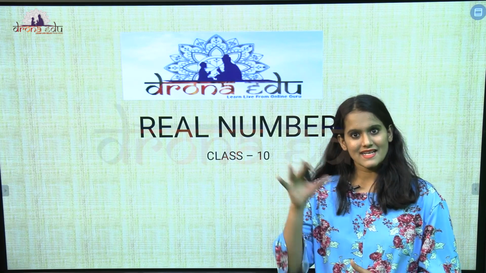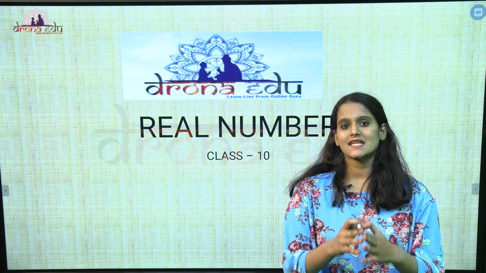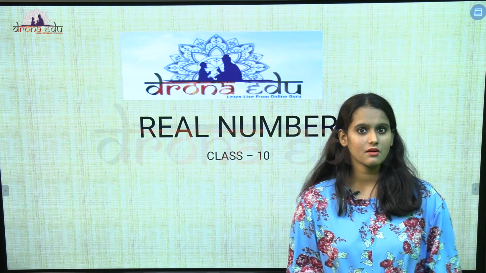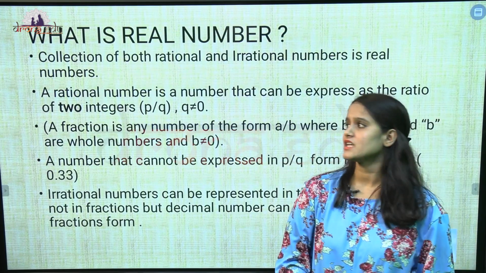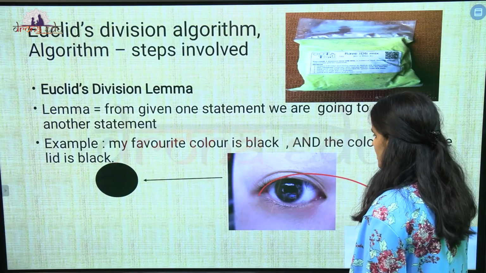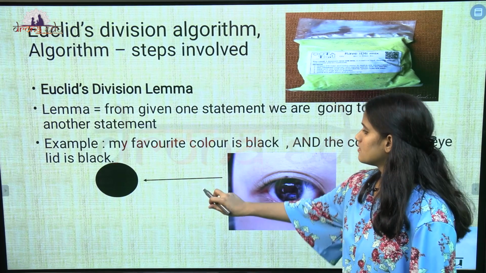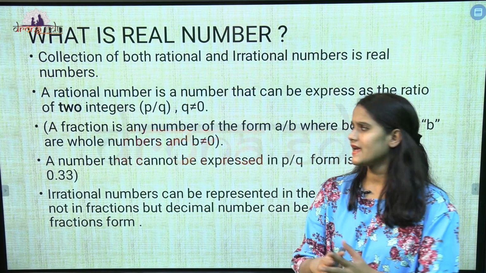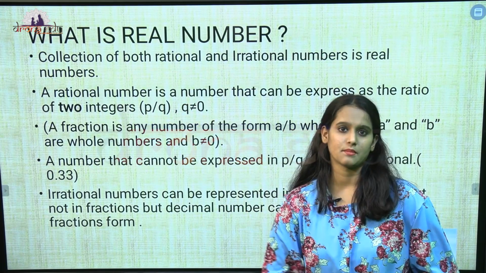So what exactly is a real number? A real number is nothing but a collection of rational numbers and irrational numbers. The collection of both rational numbers and irrational numbers is said to be the real numbers. And then, what is a rational number and what is an irrational number?